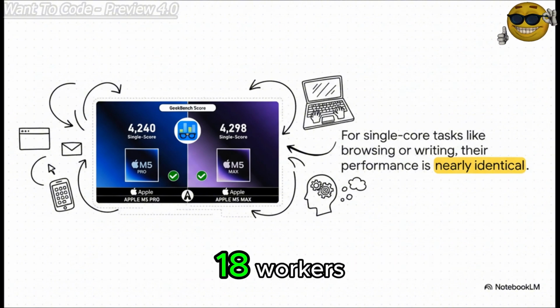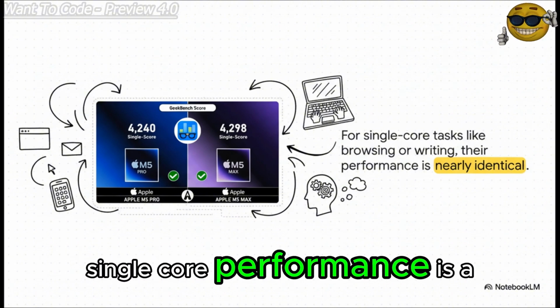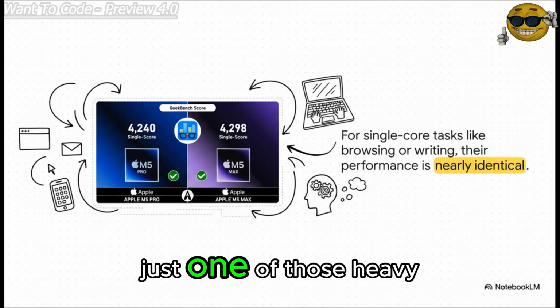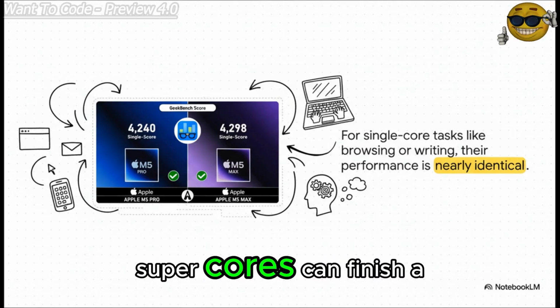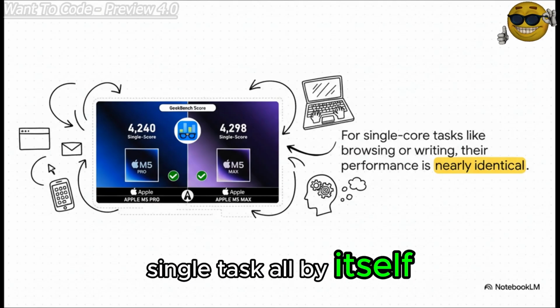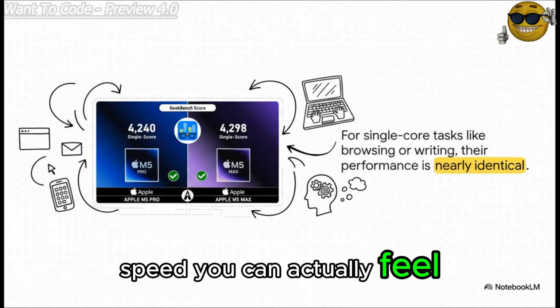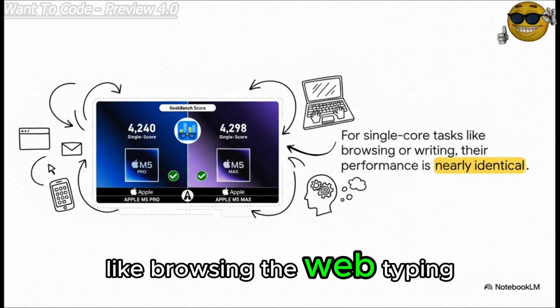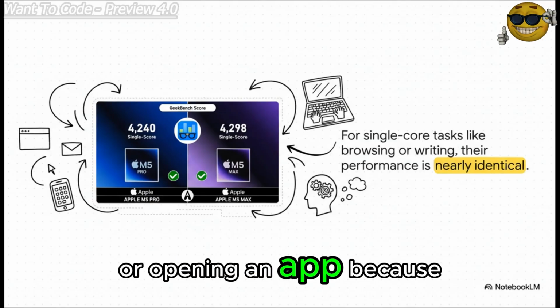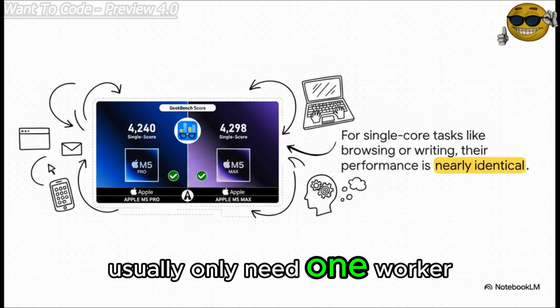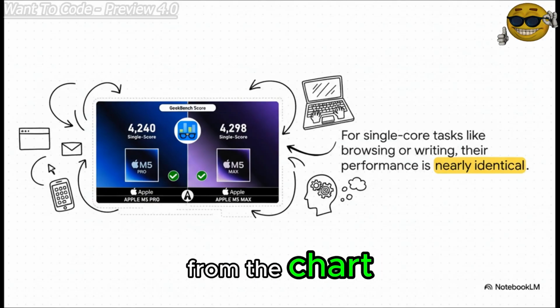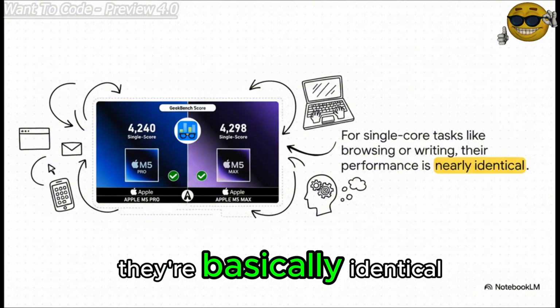Now remember our team of 18 workers? Single-core performance is a test of how fast just one of those heavy lifters' supercores can finish a single task all by itself. This is the kind of speed you can actually feel when you're doing normal things like browsing the web, typing an email, or opening an app, because those tasks usually only need one worker at a time. And as you can see from the chart, the scores are, well, they're basically identical.